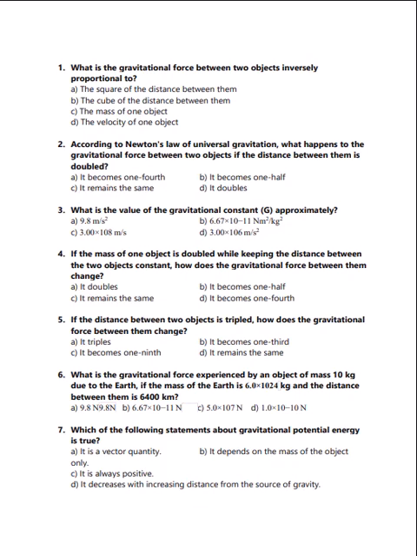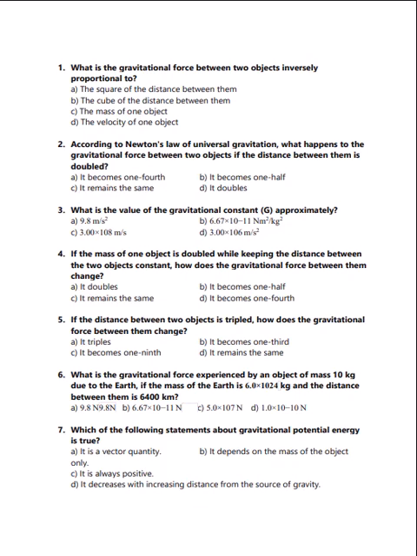If the distance between two objects is tripled, how does the gravitational force between them change? A. It triples, B. It becomes 1/3, C. It becomes 1/9, D. It remains the same. So the correct answer for question number 5 is C. It becomes 1/9.